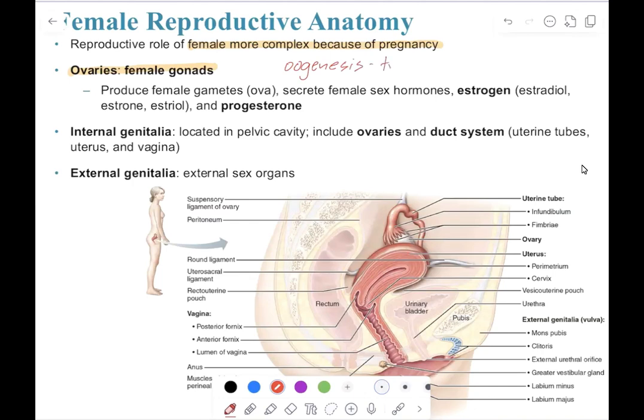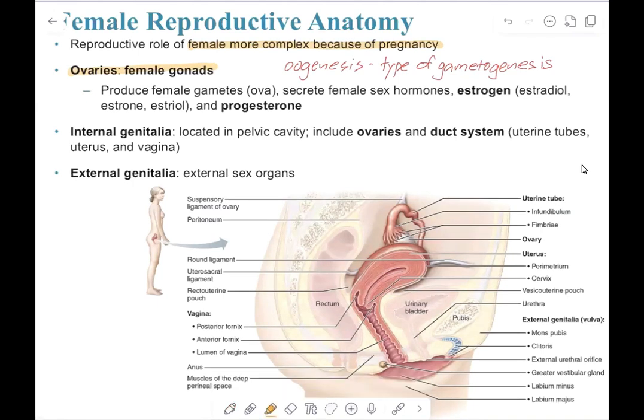So oogenesis is simply a type of gametogenesis, just like we learned that spermatogenesis was also a type of gametogenesis. The ovary is also a mixed gland, just like the testes was, and it's mixed because it secretes a female gamete, which is the ova, or the secondary oocyte. It's also endocrine because it produces estrogen. These are a few forms of estrogen. Estradiol tends to be a very potent one, as well as progesterone.